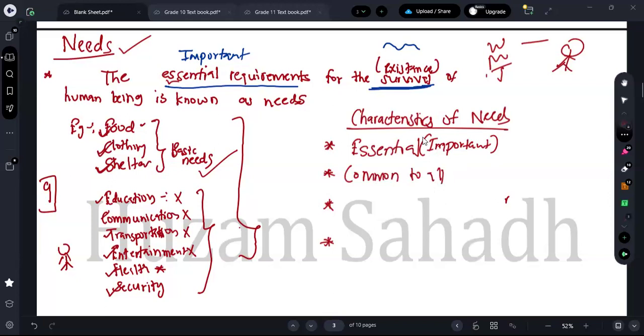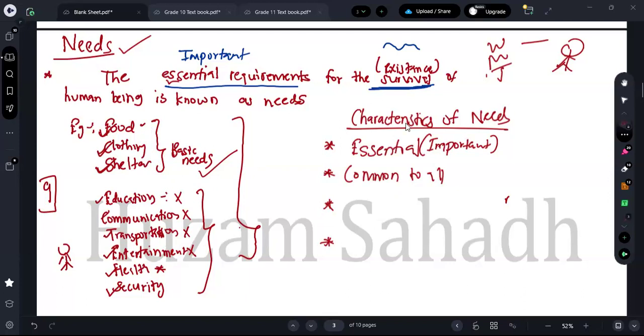What is meant by common to all? If I pick a name, let me take Imad. If I ask Imad, what are the needs you have? He will say, I have food, clothing, shelter, education, communication, transportation, entertainment, health and security as my needs. And if I ask Akil, what are your needs? Akil will also say, I have the same nine needs. And if someone asks me, what is your need? I will also say the same nine needs which I have.